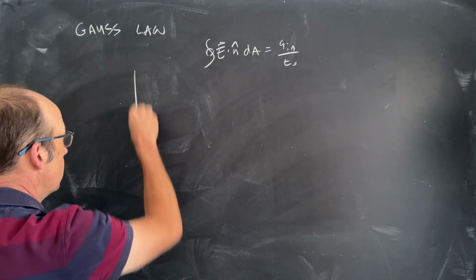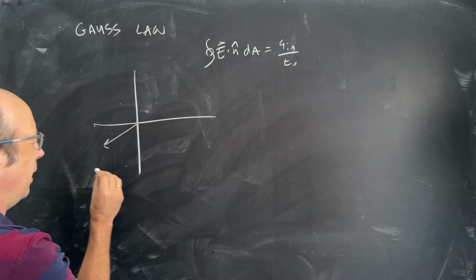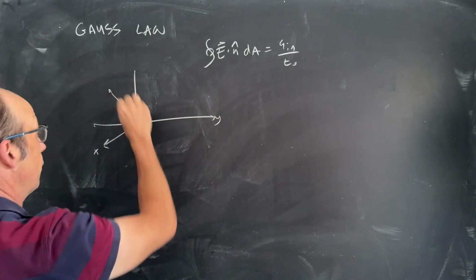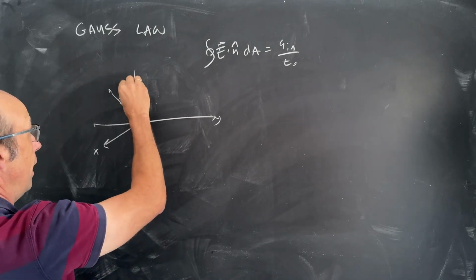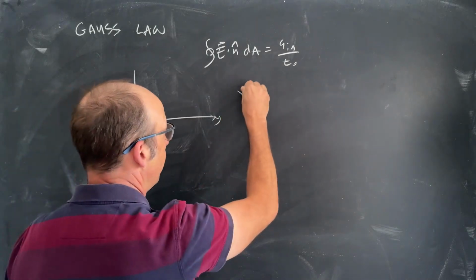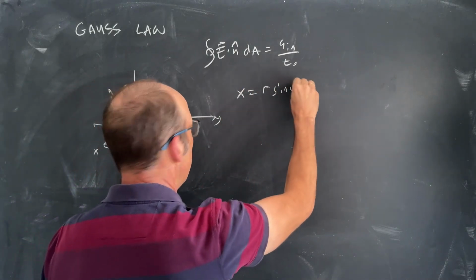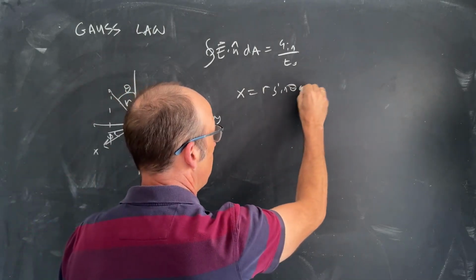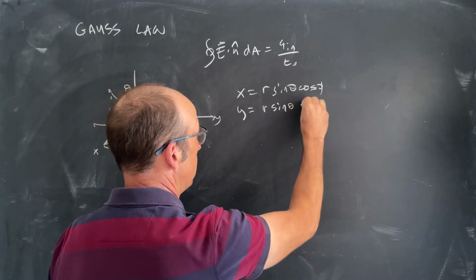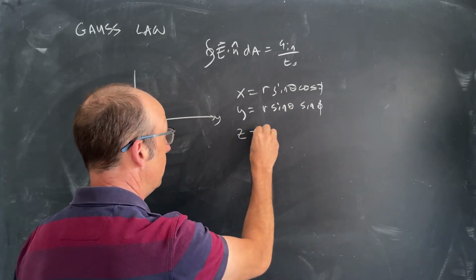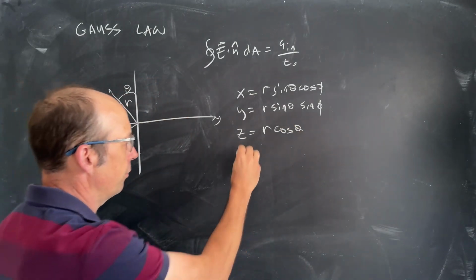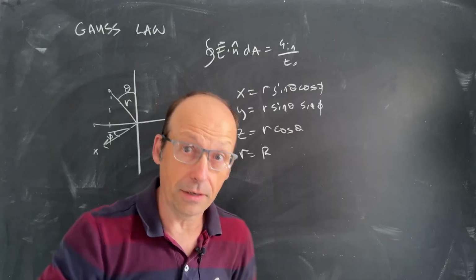I'm going to use spherical coordinates. Here's my x-axis, here's my y-axis. Let's just remember how spherical coordinates work. I have some position r, I have the angle theta, and I project this down into the xy plane, and that's my angle phi. So x is r sine theta cosine phi, because I need to project down to the x direction. y is r sine theta sine phi, and z is r cosine theta. I'm going to use r equals r, constant, because I'm on the surface of the sphere.